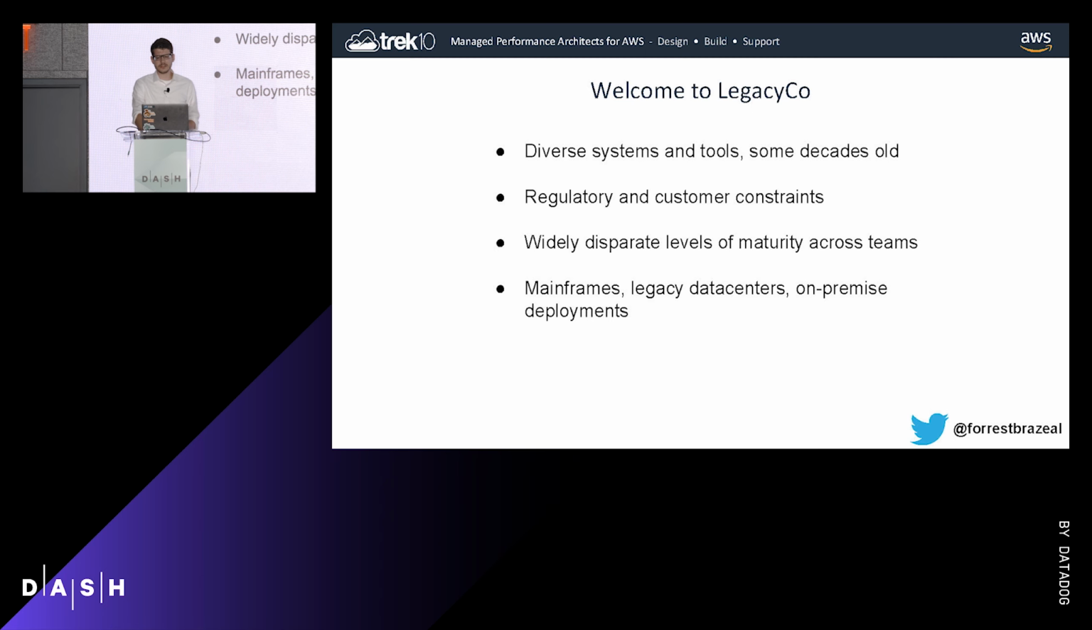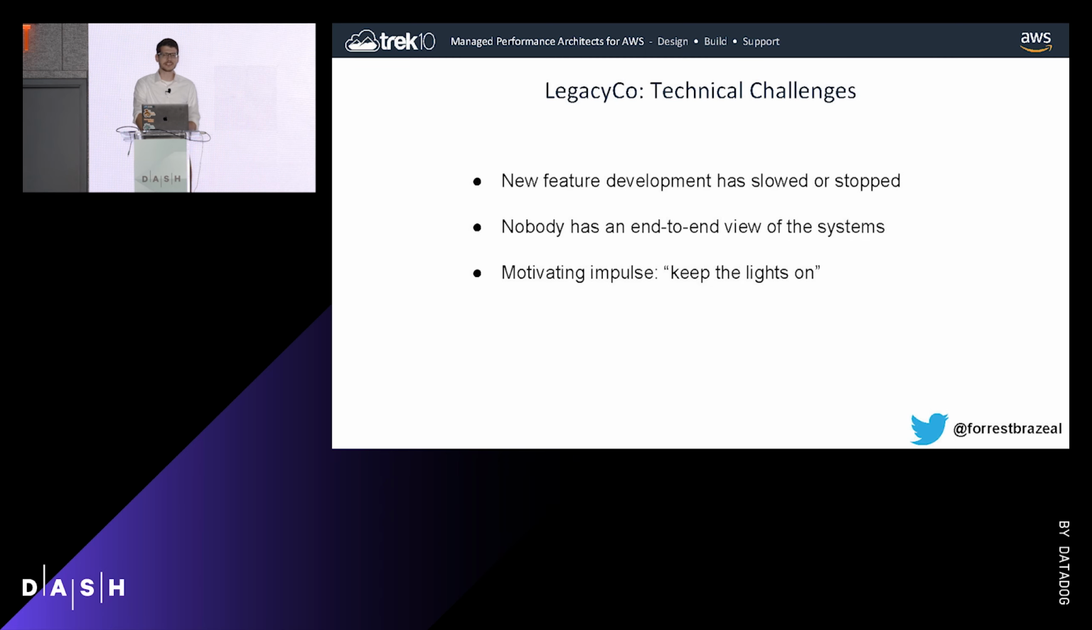Because of these unique considerations, Legacy Co. has some unique technical challenges. New feature development, unfortunately, in some cases, has slowed or even stopped. And that happens not because there aren't lots of people working at Legacy Co. who need things to do. It happens because, unfortunately, as these applications have grown over time and more features have been bolted on, nobody really understands how the system works anymore. Especially at a low level, there is no one person who can hold the system in their heads. There's perhaps not good testing.